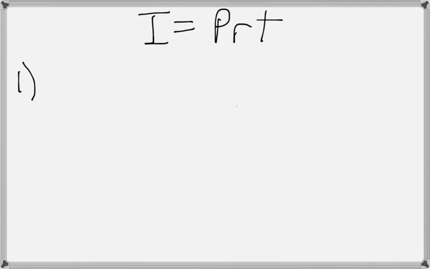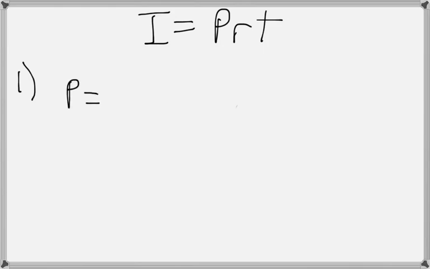So let's look at number 1. It says Casey deposited $16.50 in a bank account with an interest rate of 3%. How much simple interest was earned in 2 years? And round to the nearest cent. So I like to define my variables. You don't have to, but I find that it helps.